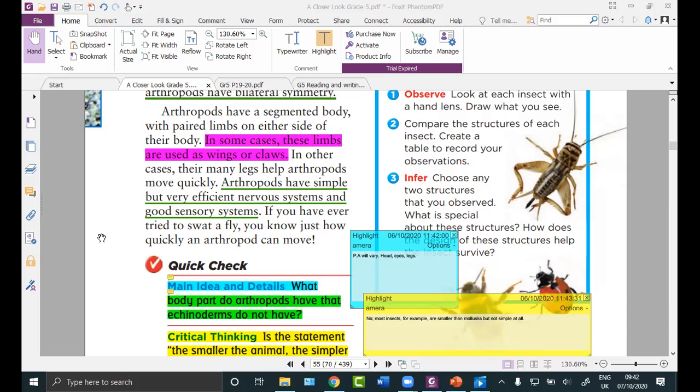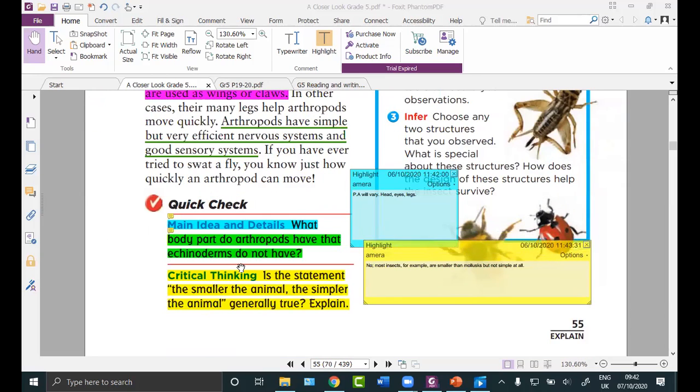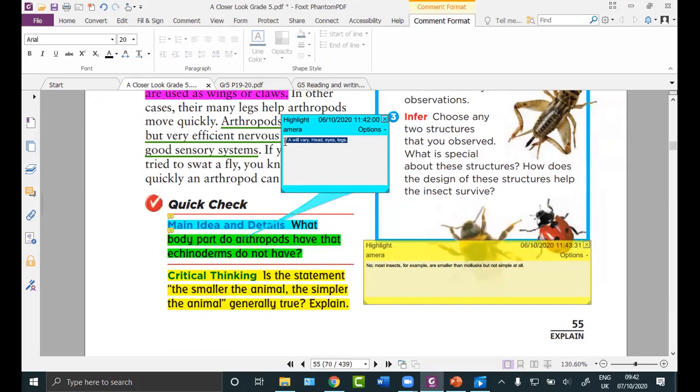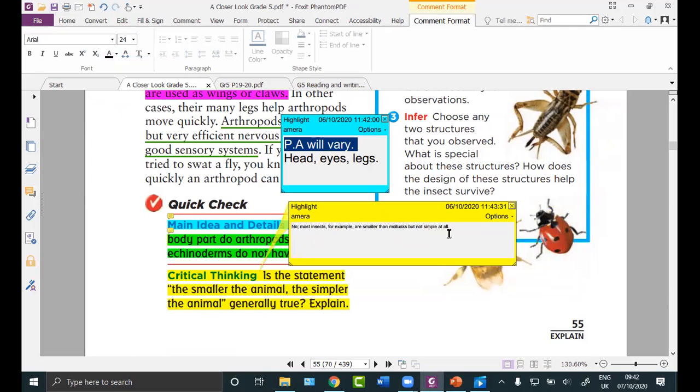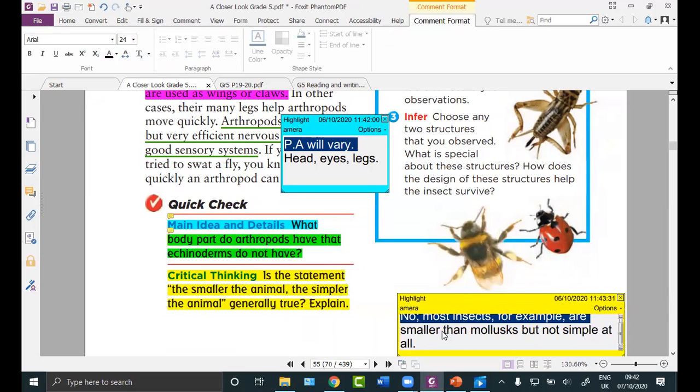Quick check. What body part do arthropods have that echinoderms do not have? Head, eyes, and legs. Critical thinking: the smaller the animal, the simpler the animal. Generally true. Explain. No, he's saying no. Look at the answer. There are many insects that aren't simple.